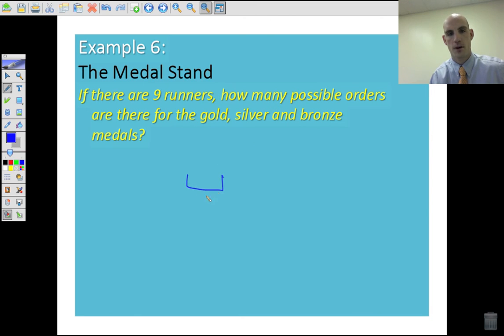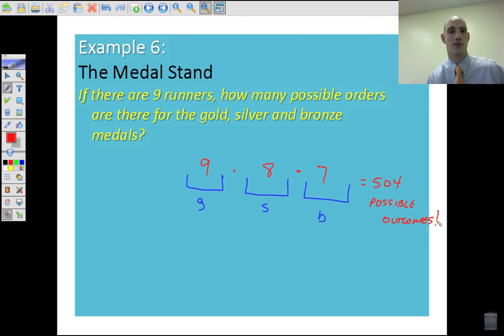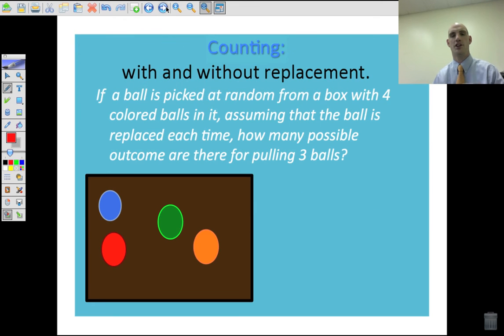Once again, I'm thinking gold. I'm thinking silver. I'm thinking bronze. In the first box, on the first medal stand, there's 9 possibilities. So when one person finishes, there's only 8 left. When the next person finishes, there's only 7 left. And so when we figure out what this is, let me grab my calculator. 9 times 8 times 7. That's how it works. 504 possible outcomes. So that's the counting principle in a nutshell.